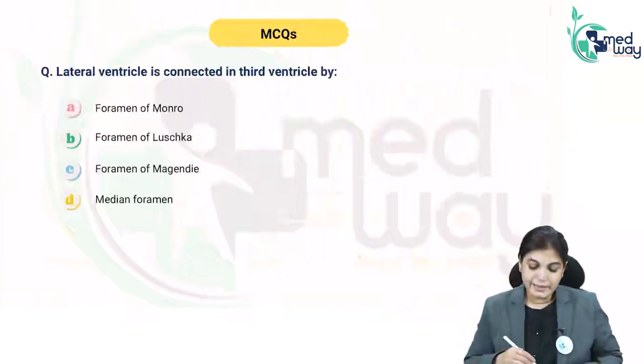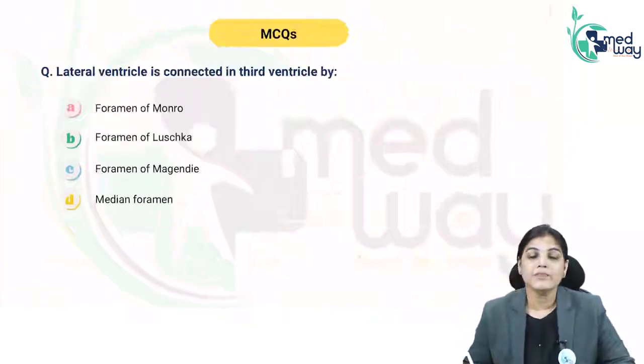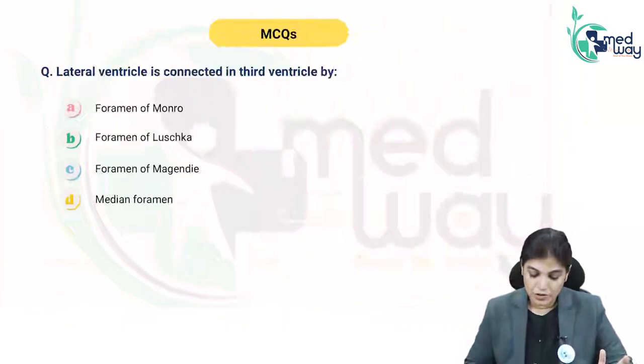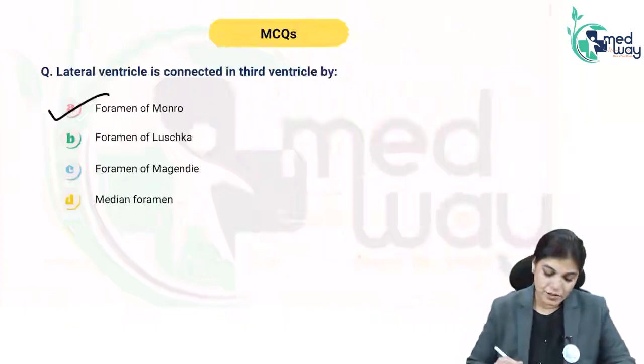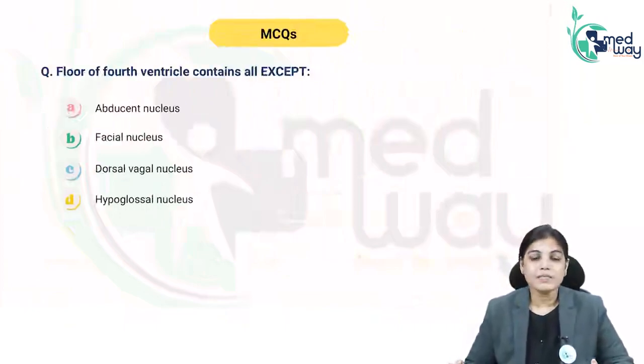Next, the lateral ventricle is connected to the third ventricle via which of the following communications? Foramen of Monro, foramen of Luschka, foramen of Magendie, or median foramen. The right answer is the interventricular foramen of Monro. You can just pause and give me the right answer.